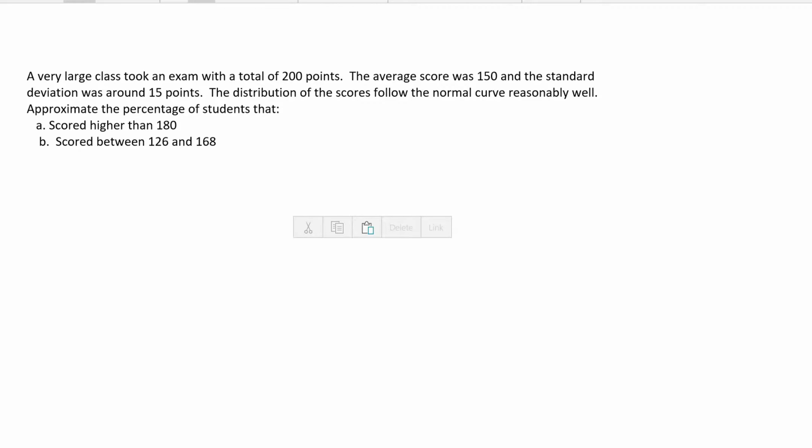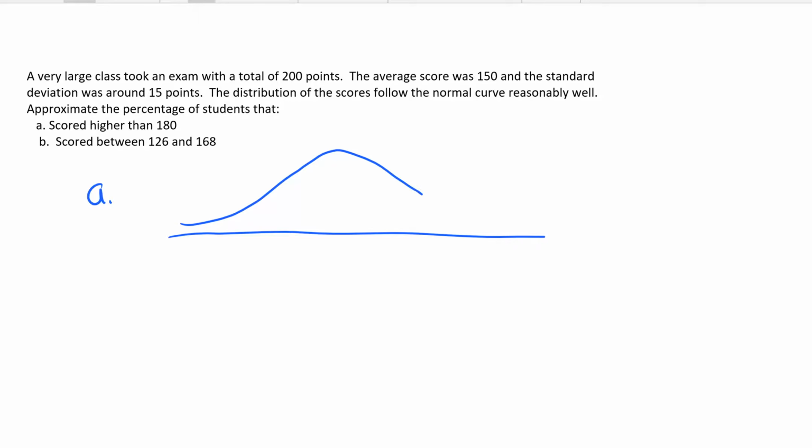Let's start with part A. The percentage of students that scored higher than 180. Here is a sketch of the histogram. We know it follows the normal curve reasonably well. The average, the middle of the histogram, was 150. 180 is to the right of that, and we're looking for the percentage higher than 180. So this is the area we are looking for.